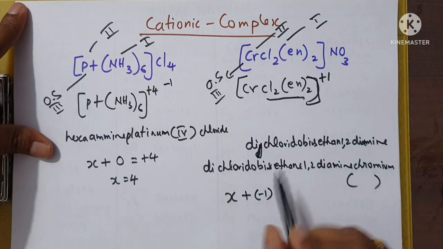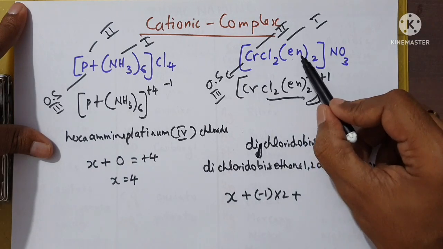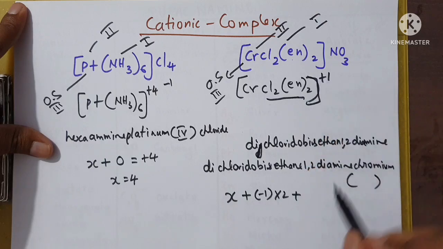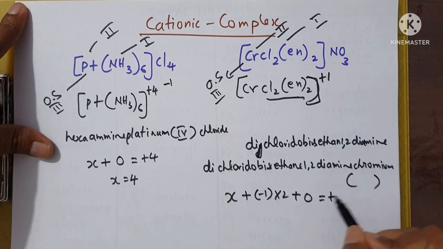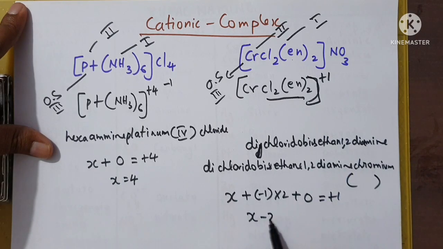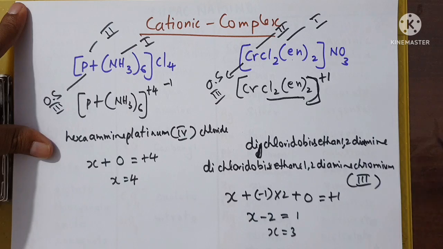It is -1. There are two chloride ions. I'll take it into 2. Plus, the ethane 1,2 diamine is a neutral ligand. It's a 0. That is equal to, what is the overall charge? +1. This becomes x minus 2 is equal to 1. That is x is equal to 3. Therefore, in Roman number, you write it as 3. Don't you think it's very simple?